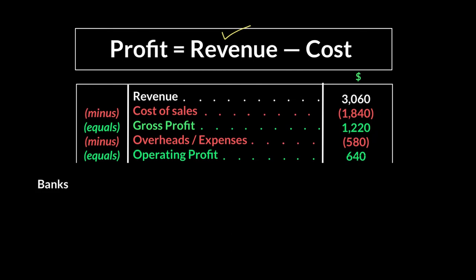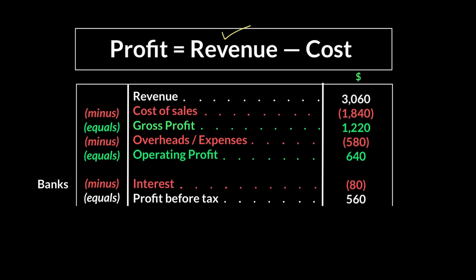Okay? Now, why would banks be interested in your profit? Because they would have given you a loan and they are interested in seeing if you can still pay the interest on the loan that you've taken. So that's the next entry on our income statement, that you deduct the interest from your operating profit, which in our example is $80. Once you've paid this off, it leads you to the third profit checkpoint called profit before tax, which is 560 right now.